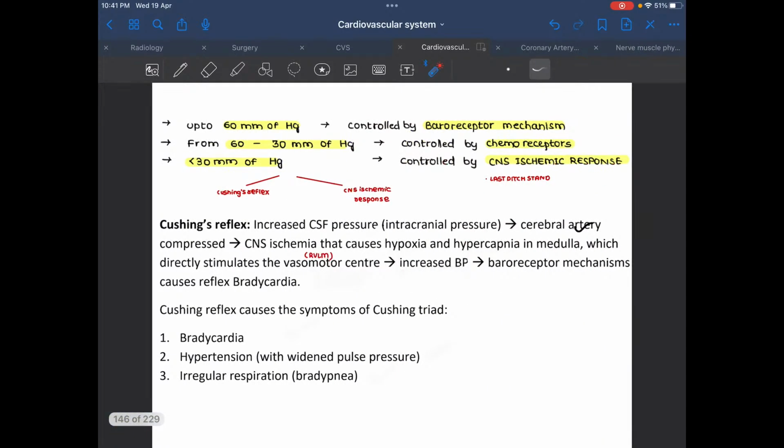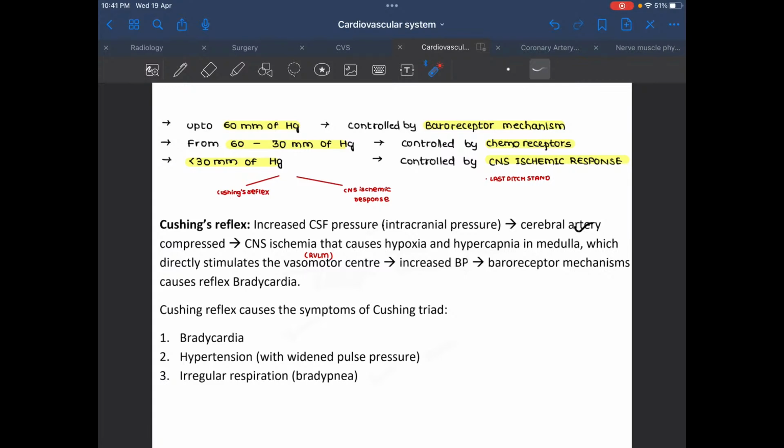And how is it mediated? So let's just see that. Up to 60, we have studied the baroreceptors can control it. 30 to 60, your chemoreceptors can control it. But whenever it is less than 30 millimeters of mercury, we're going to have the CNS ischemic response kicking in. Actually, we have two reflexes which go by the same name.